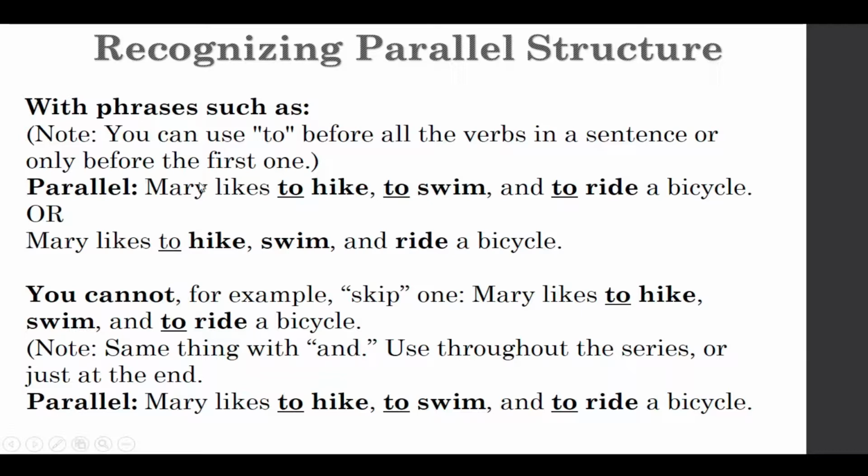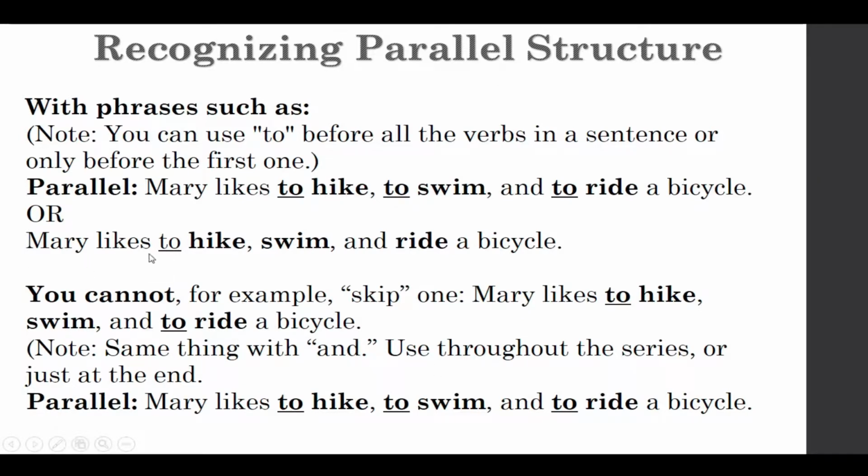For example, Mary likes to hike, to swim, and to ride a bicycle. Notice how all of them have the to before. Or I can just have it at the beginning and say Mary likes to hike, swim, and ride a bicycle. And I cannot skip around. I cannot say Mary likes to hike, swim, to eat, to cook, sleep, to ride a bicycle. I'm skipping all over the place. You either have it right at the beginning or on all of them.